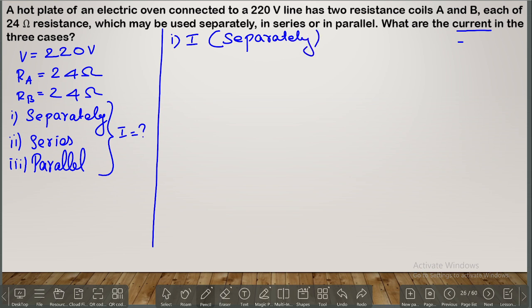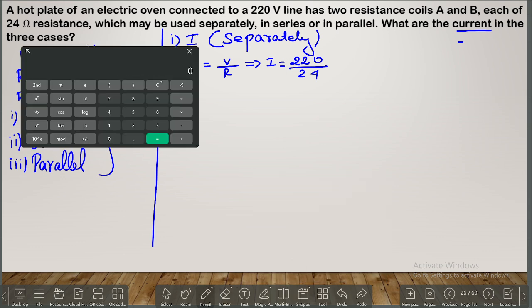So what is the formula to calculate current? I is equal to V by R. Therefore I is equal to, what is the value of V? 220 by, what is the value of R? 24. So if you divide these two numbers, 220 divided by 24, I is equal to 9.166 ampere, or we can write it as I is equal to 9.17 ampere.